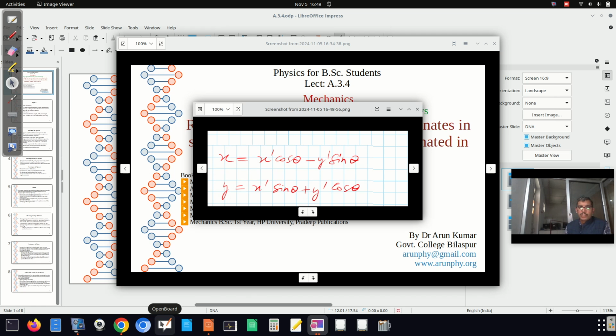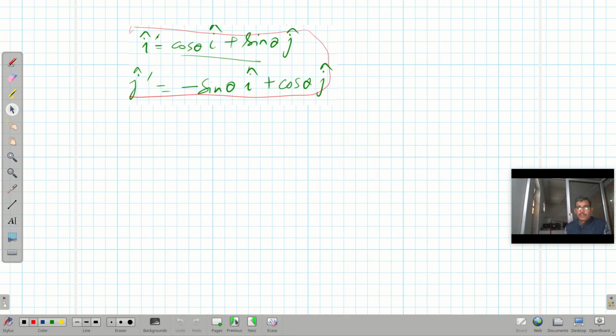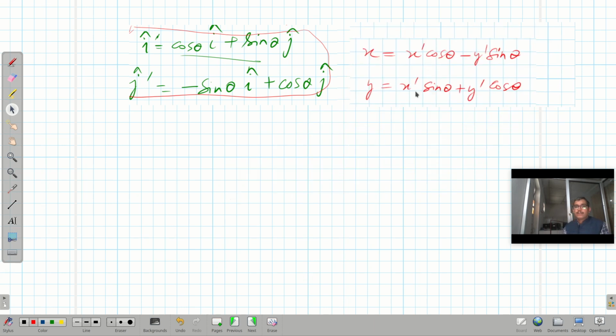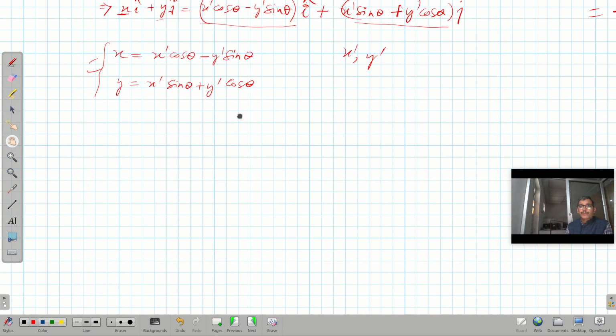Let me put these together. Yeah, it is from here to FTP space. Come back here. Now these are the two relationships. One is this and another one is this one. What I need? Now I need to find out x prime and the y prime. So for that, what should I do?